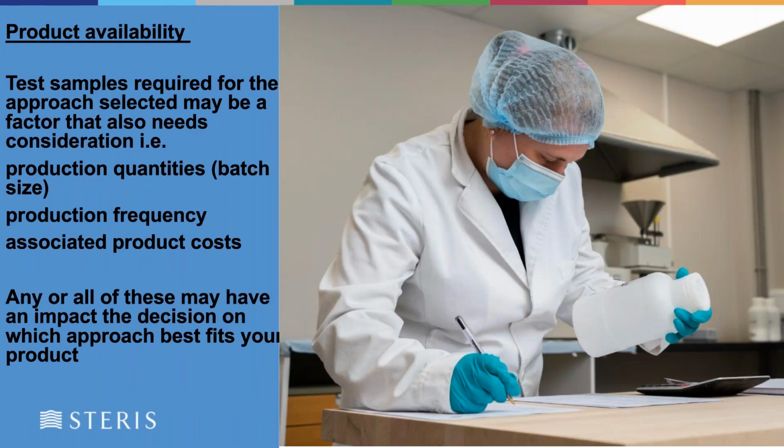Our last key takeaway here is our product availability. So test samples required for the approach selected may be a factor that also needs consideration. Your product quantities, batch sizes. In method 1, we're going to require 100 samples for sterility testing during validation and during dose audits. Production frequency is another facet there. And then the associated product costs if there's an expensive to manufacture product. Any or all of these can have an impact on the decision on which approach fits you best.